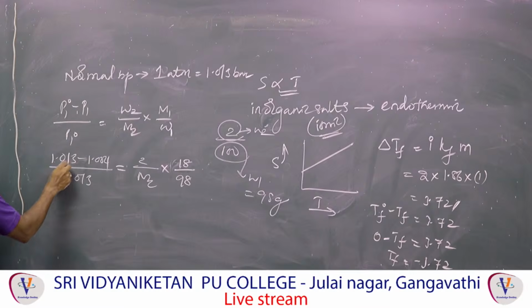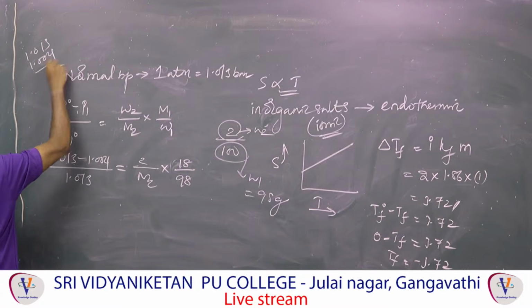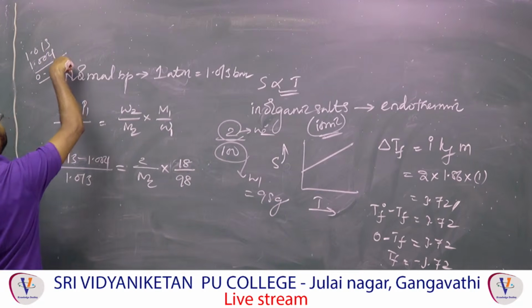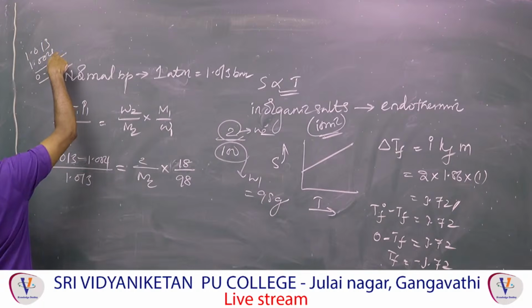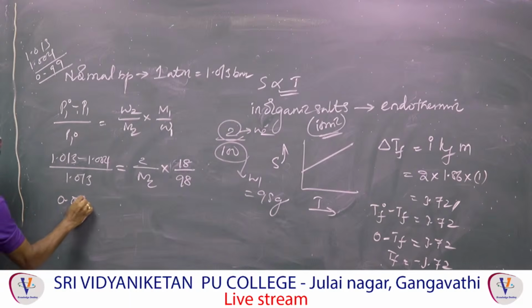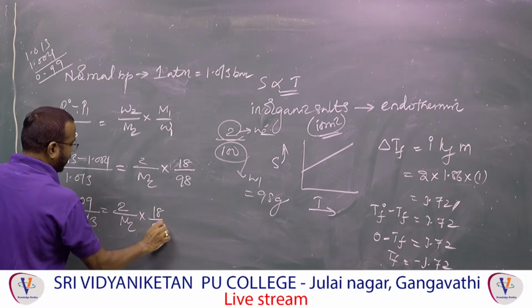1.013 minus 1.004. So what we get is 0.009 divided by 1.013, which equals 2 by M2 into 18 by 98.